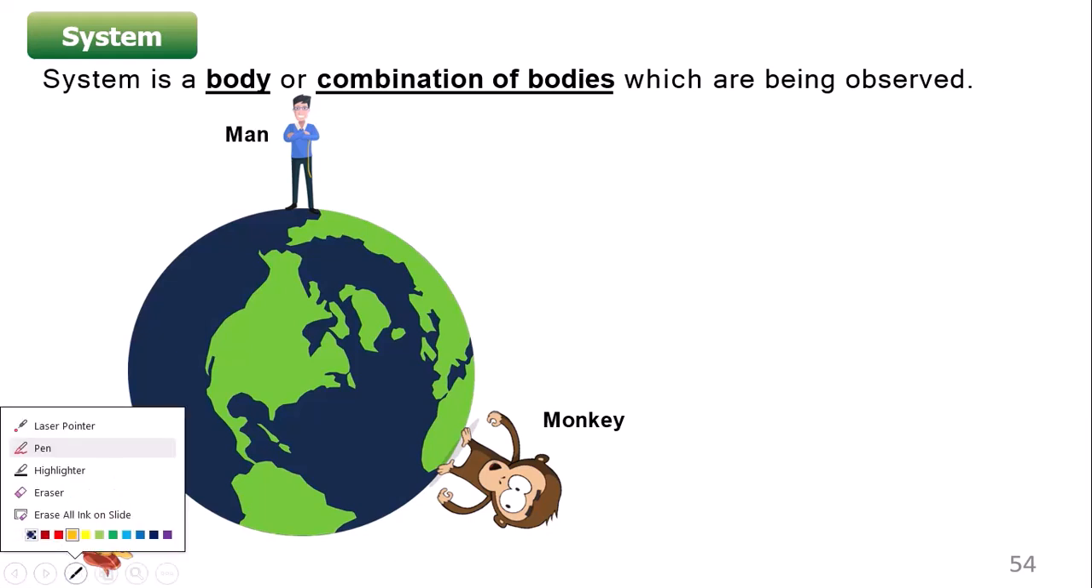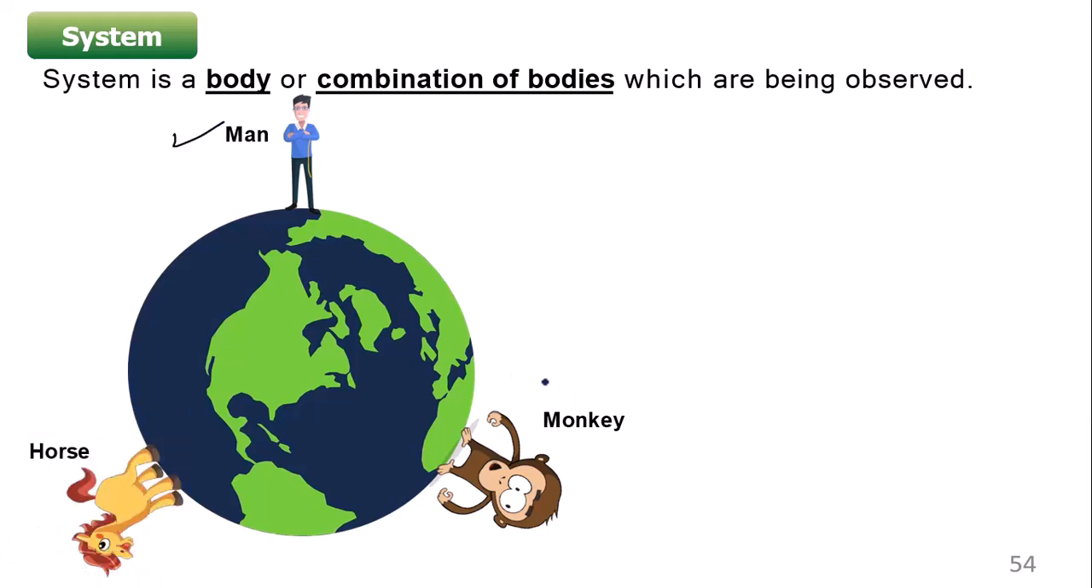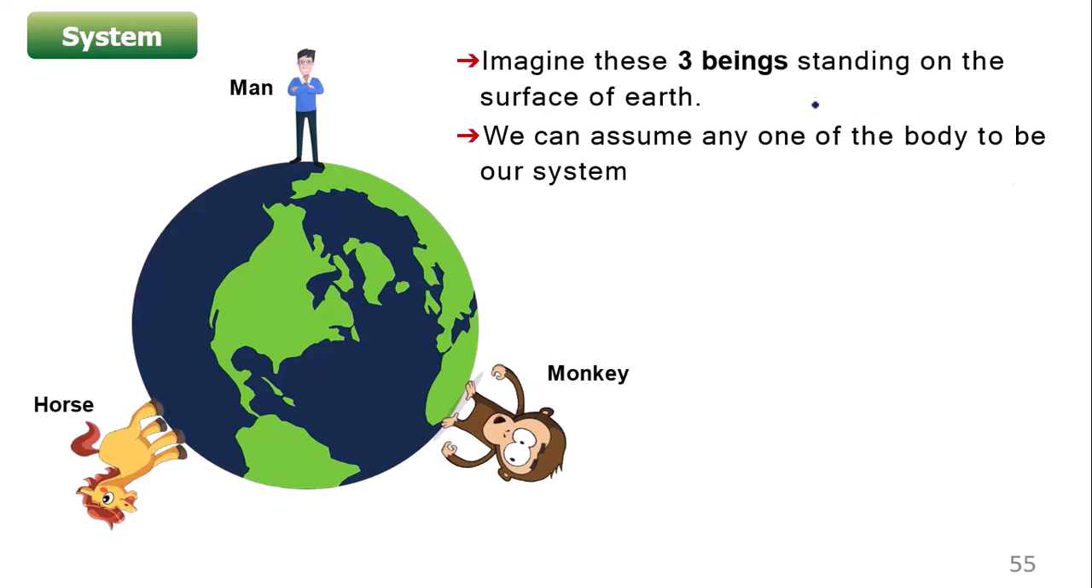Okay. Either I can take this man and monkey as a system, or simply man as a system, or monkey and horse as a system, or simply horse as a system, or monkey as a system. So depending on which particles are to be considered, the system has to be changed. So imagine these three things standing on the surface of Earth. We can assume any one of the bodies to be our system. Either I can take monkey or man or horse. Let us say monkey is in our system.